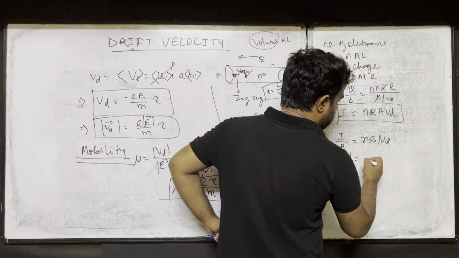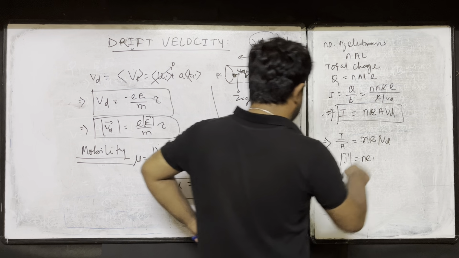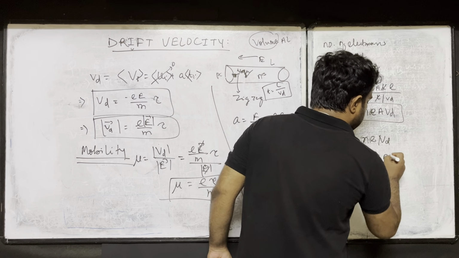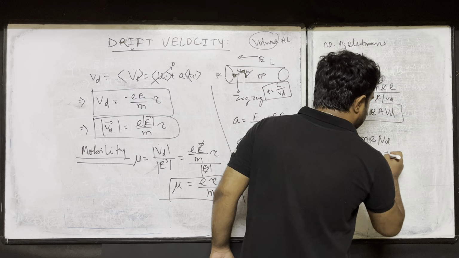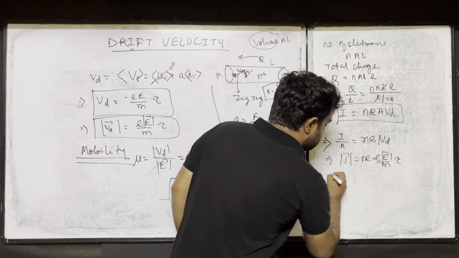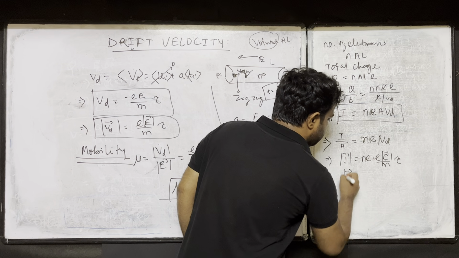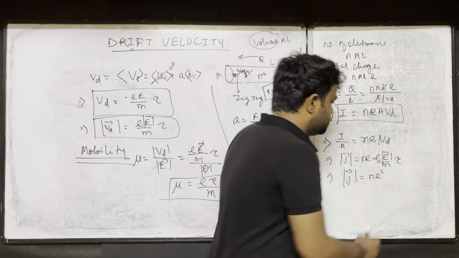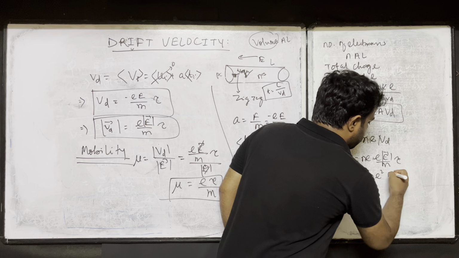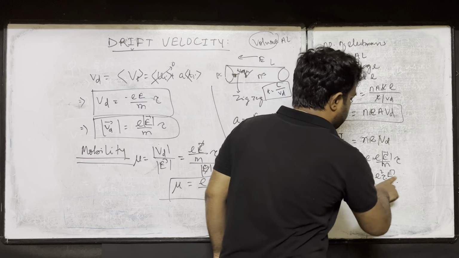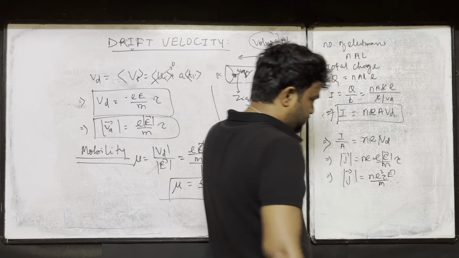So this is N e, and Vd is what? Drift velocity over this one, e E by m tau magnitude. Okay, so this is your J equal to this one. Now you can write J equal to n e square, N e square and E magnitude, tau by m. J equal to n e square tau by m E magnitude.